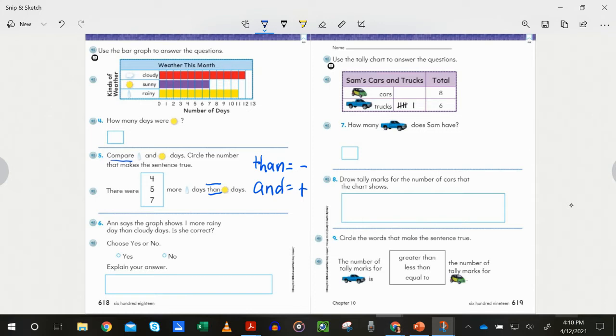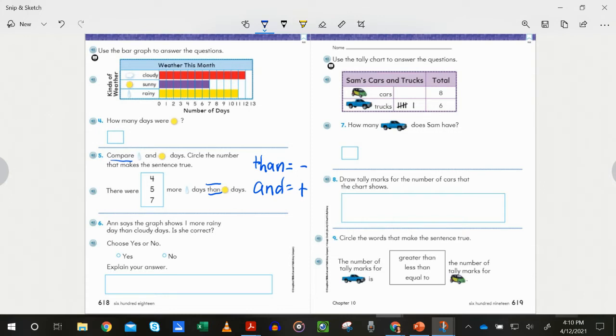Number 6, Anne says the graph shows one more rainy day than cloudy days. Is she correct? Pick yes or no. Is there one more rainy day than cloudy days? And explain why you picked that answer. Go ahead and pause the video if you need more time to write your answer, and then press play when you're ready for number 7.